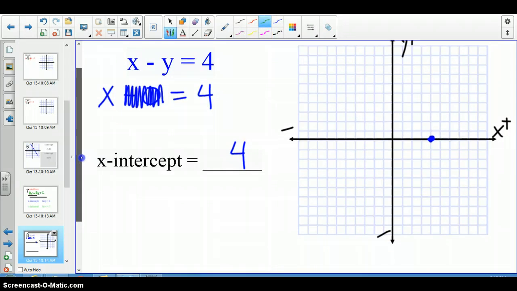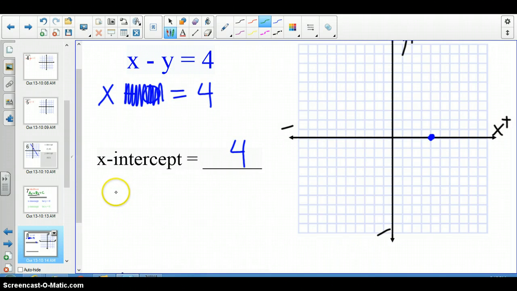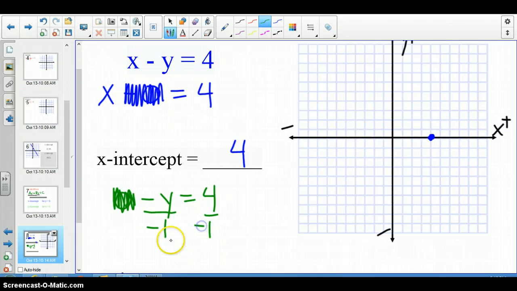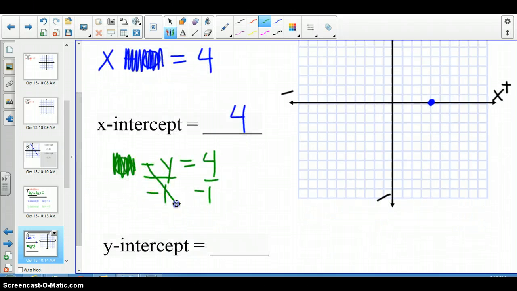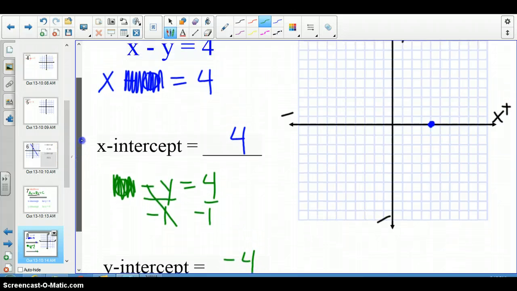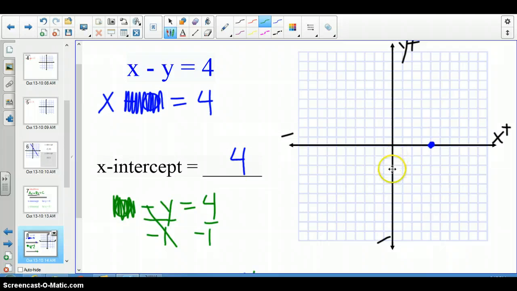Now, to find my y-intercept, I'm going to plug 0 in for x. So that's gone. So now, how do I get this negative y? How do I get rid of the negative? I divide by negative 1. So I have y equals negative 4. So now I'll go to my y-axis at negative 4 and plot a point. And now I will connect these with a straight line.